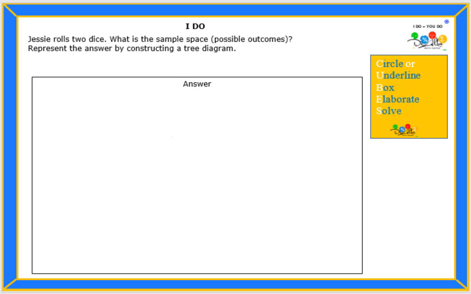Hello everyone. Let's read this problem together. Jesse rolls 2 dice. What is the sample space, which means the possible outcomes? Represent the answer by constructing a tree diagram.